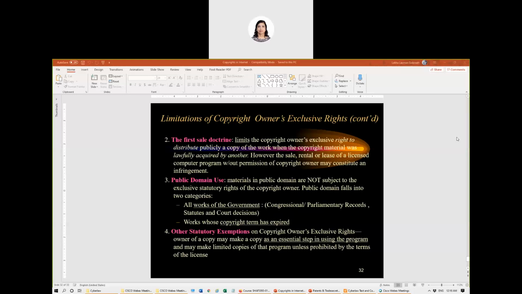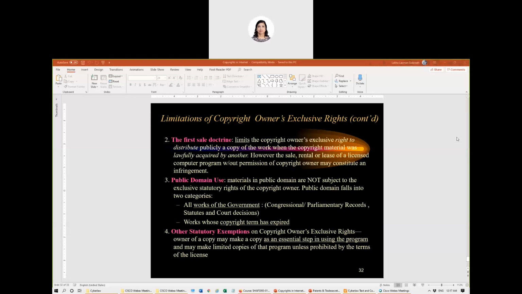Owner of a copy may make a copy as an essential step in using the program and may make limited copies of that program unless prohibited by the terms of the license. For example, if I download and purchase a particular software and it allows me to install it in, say, 3 of my computers, that is allowed, exempted. You can make the copies because the license allows you to do so.